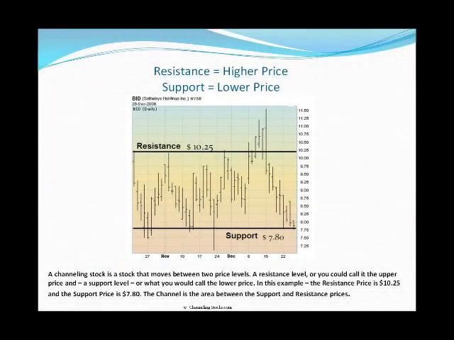A channeling stock is a stock that moves between two price levels, a resistance level, or you could call it the upper price, and a support level, or what you could call the lower price. In this example, the resistance price is $10.25, and the support price is $7.80. The channel is the area between the support and resistance prices.